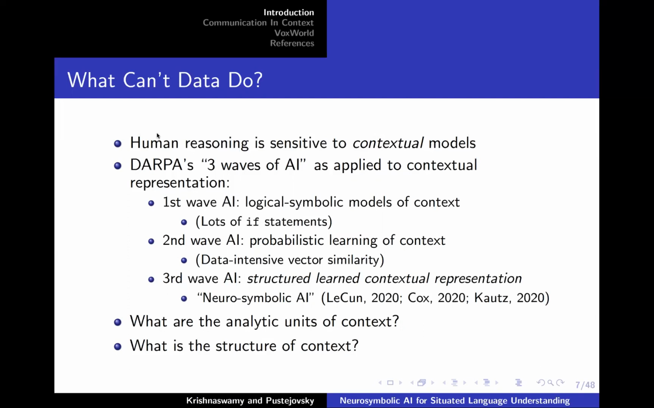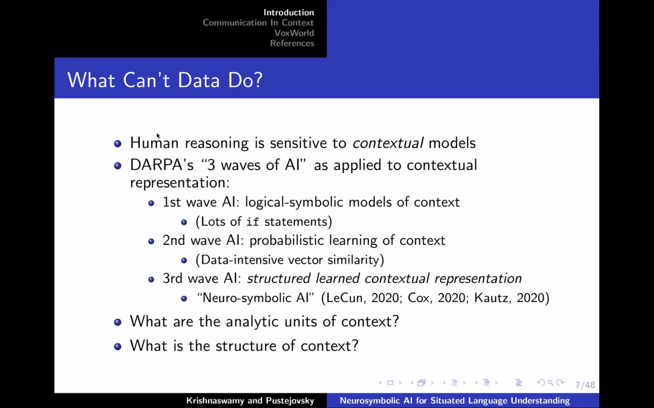Sorry, I have a co-author approaching my screen and meowing. And the second wave of AI is typically probabilistic learning of context, which is usually realized as data-intensive vector similarity. The third wave of AI I like to call structured learned contextual representation. And the term Neurosymbolic AI came up a lot at this year's AAAI, including 3 talks by Yann LeCun, David Cox, and Henry Kautz.